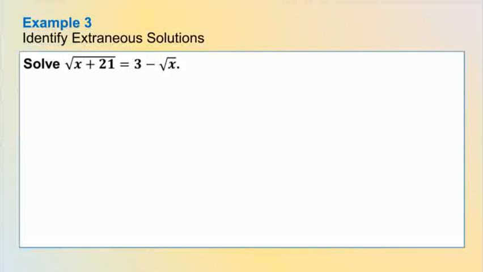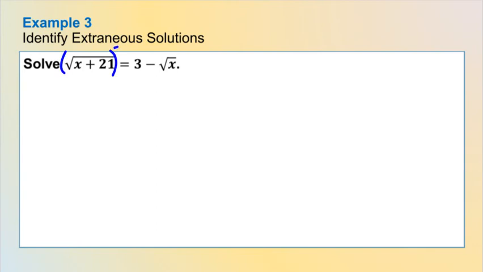Example 3, identify extraneous solutions. So when you solve these, there's going to be an extraneous solution, so we need to check our answers when solving them. You notice that we have radicals on both sides here. When we have radicals on both sides, we want to square one of the sides first, the one where the radical is by itself.